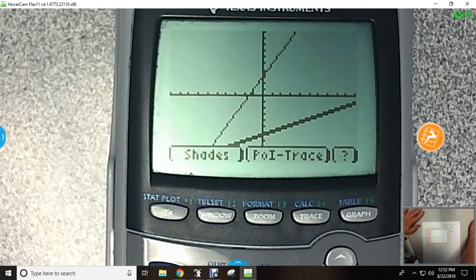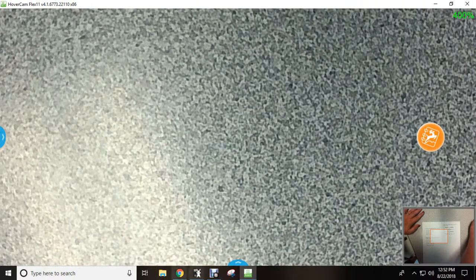And now, if you look at that line, it's a little jagged. It's not completely smooth. The reason for that is the resolution on these calculators is not really good. So it's going to appear pixelated here. Let me go back to this one.